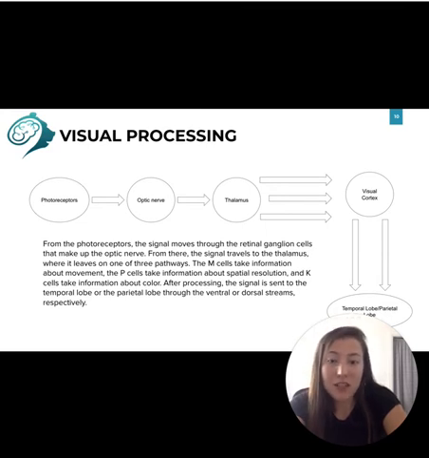Remember that the thalamus is the hub of information in the brain and has projections to all major areas of the cortex. From the thalamus, the signal is sent to one of three pathways in the primary visual cortex. M cells take information about movement, P cells take information about spatial resolution, and K cells take information about color. Once the signal has been processed in the visual cortex, it is sent in either the ventral or dorsal stream. The ventral stream projects to the temporal lobe, as I said before, and the dorsal stream projects to the parietal lobe.